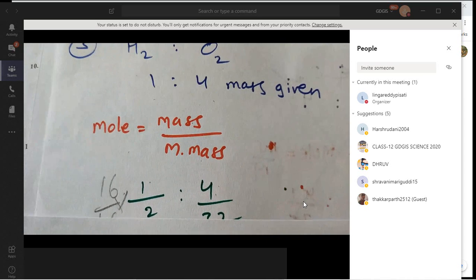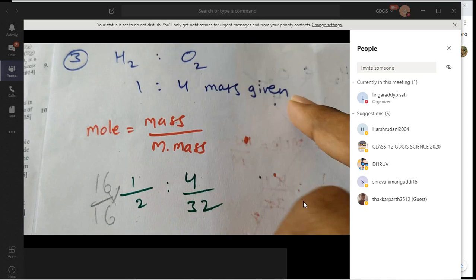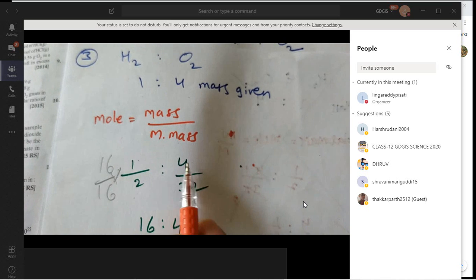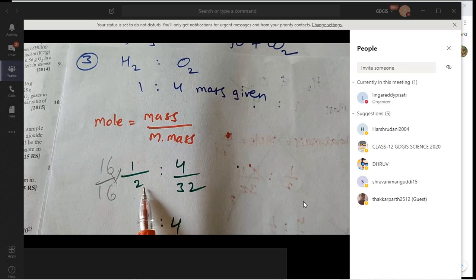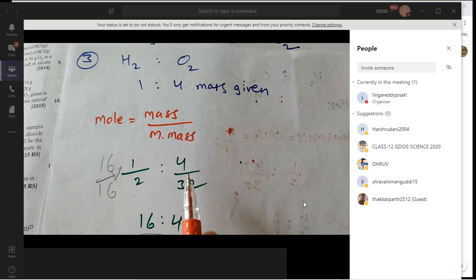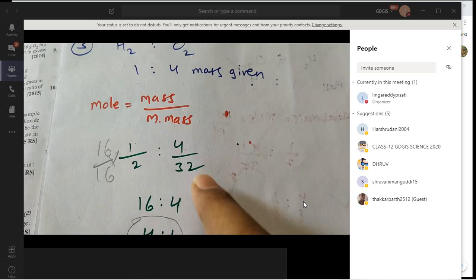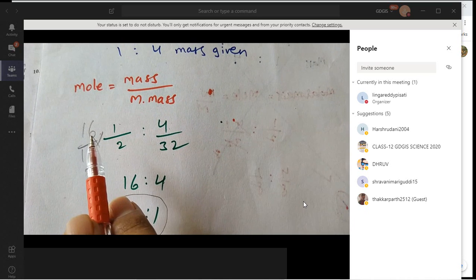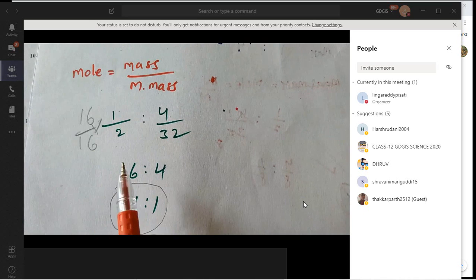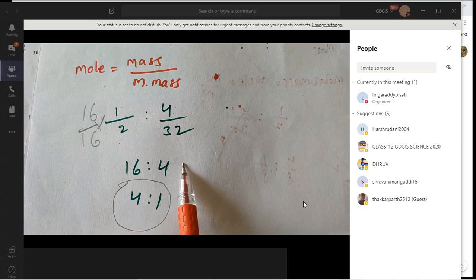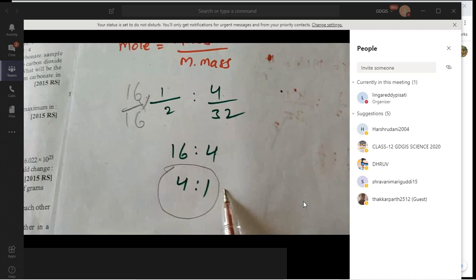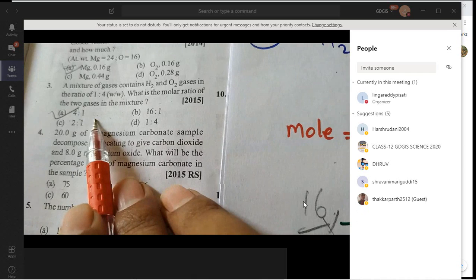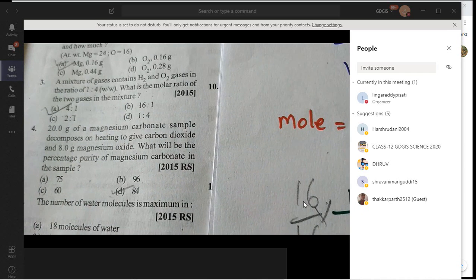Now I am taking the 1:4 mass, and dividing with their molar mass. So 1/2, that is 4 by 32. To make the denominators equal, I multiplied by 16. So 16:4. The smallest ratio is 4:1. You can see the option 4:1 is there. Third question, so A is the answer. Is it clear?